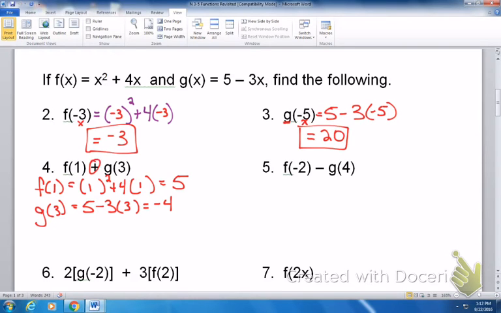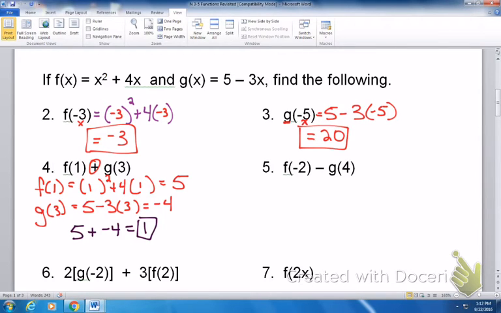Now we're going to come back and do the addition. Let me change colors here. The f of 1 is actually 5, plus the g of 3 is -4. 5 plus -4 equals 1. So just be careful, guys, and watch out when you plug stuff into your calculator.